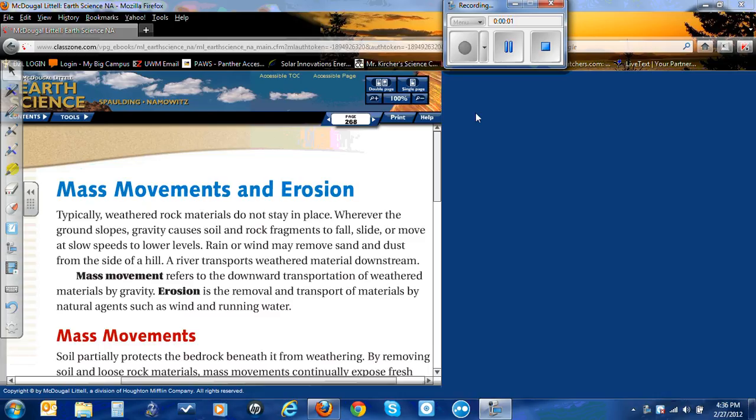Start the read for Section 3 of Chapter 12, Mass Movements and Erosion.